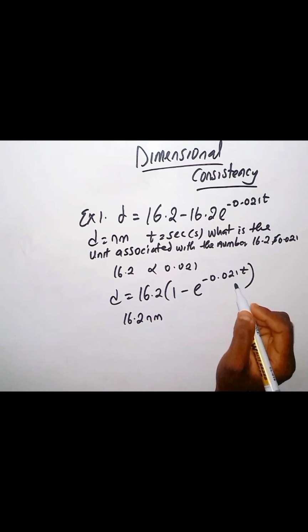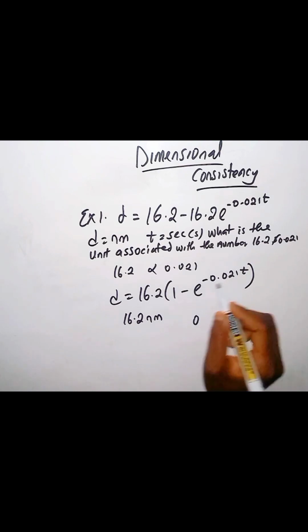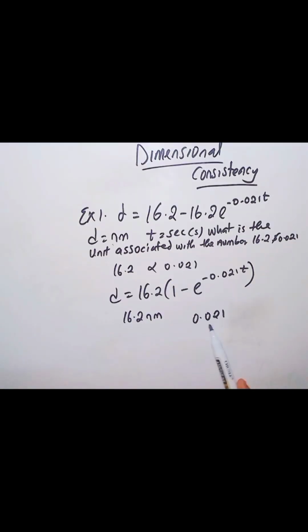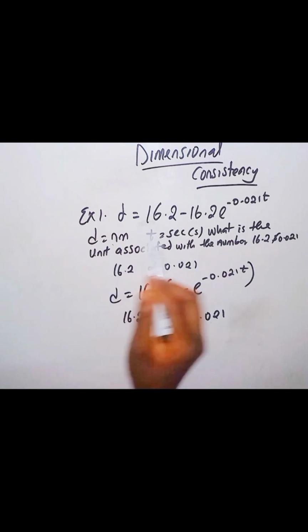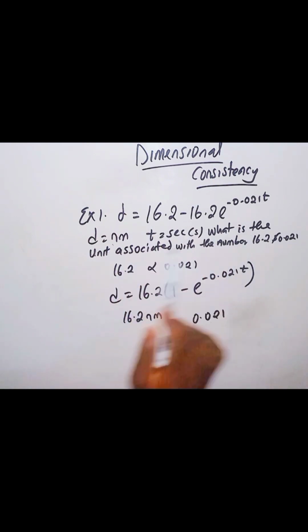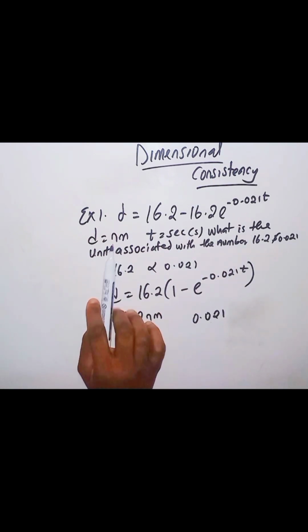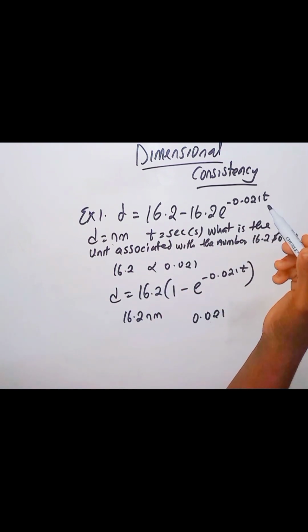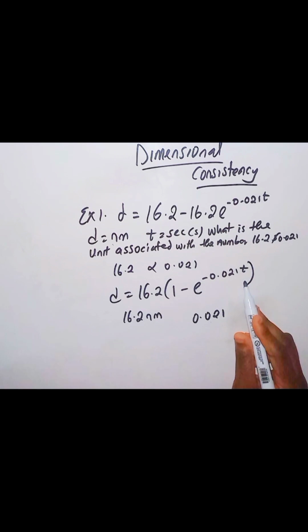What of the exponent? Now this exponent, which is 0.021, has t attached to it, and the thing for us to do is to know the unit of 0.021. What should be the unit of 0.021? From the question already, we know that when you simplify this equation, you're supposed to get nanometers as the unit of D. There's no second, but here it has t. So we need to cancel out this t, which is expressed in seconds.